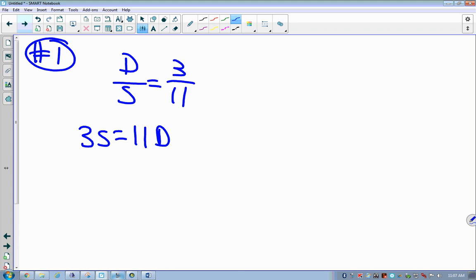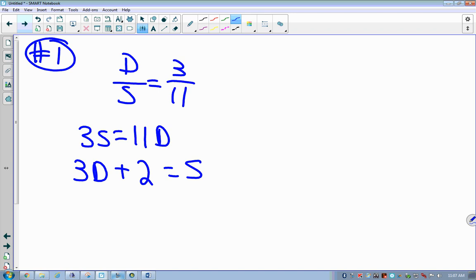And 3 times the number of diamonds was 2 less than the number of stars. How many were diamonds? So if 3 times the number of diamonds was 2 less than the number of stars, if I added 2 to my diamond side, it would be equal to the number of stars. Is that correct?